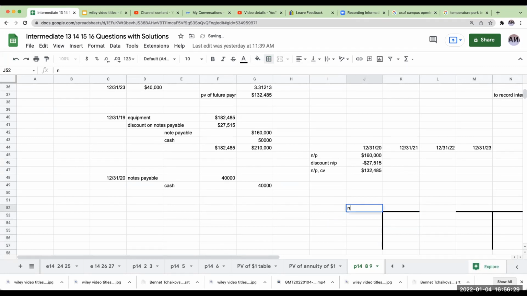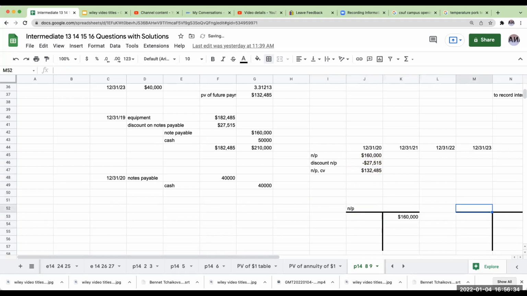So I've got notes payable at 160,000 and my discount on notes payable of 27,515. Now my goal is to get this down to 0, because when I make this last payment, that's what I want it to be.